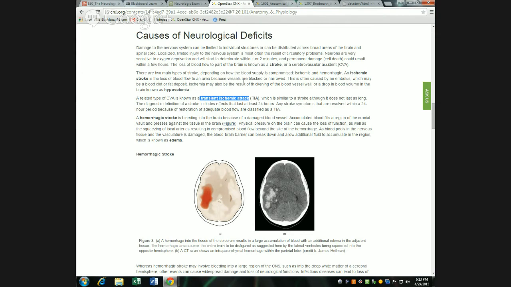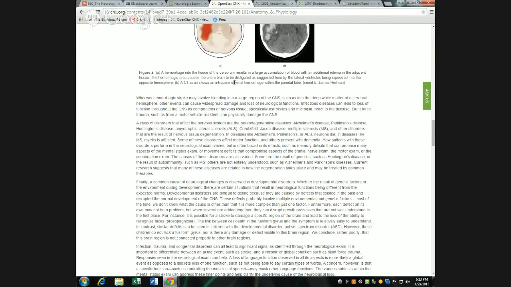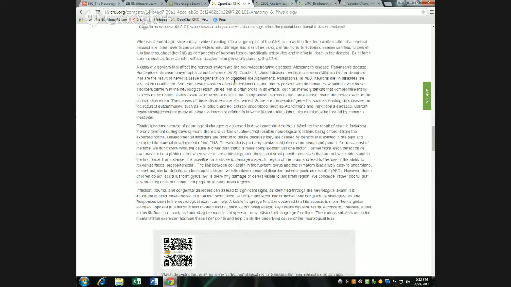And it'll look kind of like a stroke. It's sort of a temporary or transient stroke. Other things that can cause problems are listed in the rest here.